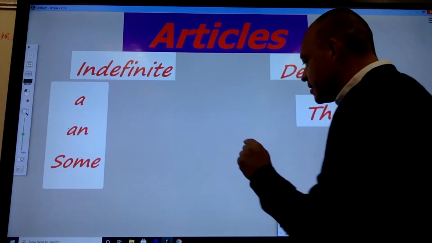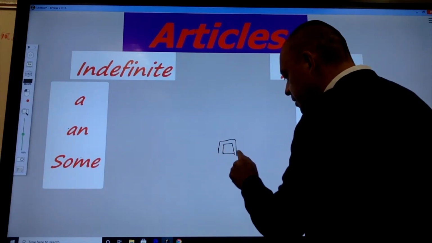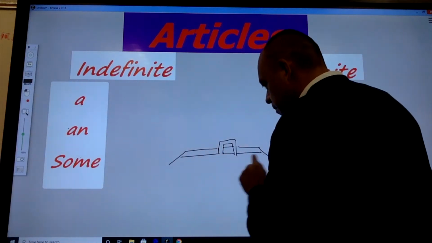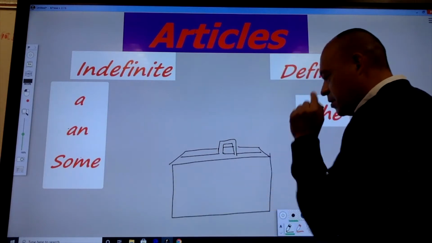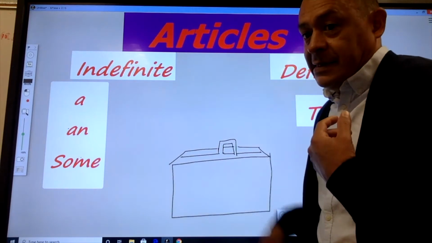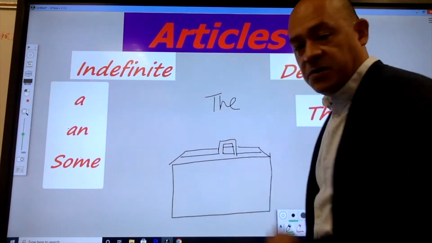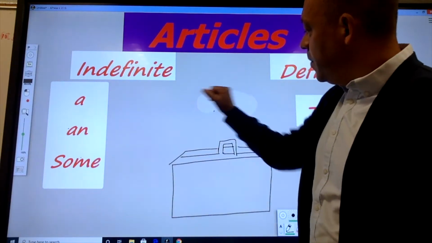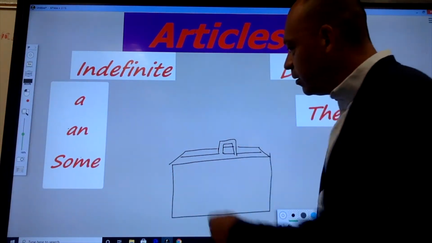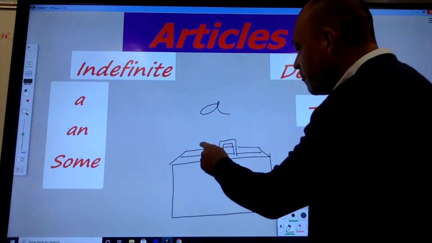Pay attention to this. So I have the word, what is this? Suitcase. We have a suitcase in there. Is this the suitcase we're talking about? If that is the case, we say the suitcase, right? But if we're talking about any in general, in any store, any suitcase in the world, I would say a suitcase. Yes?